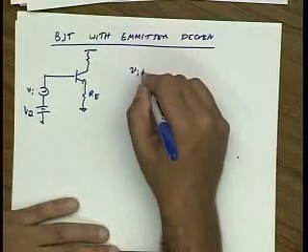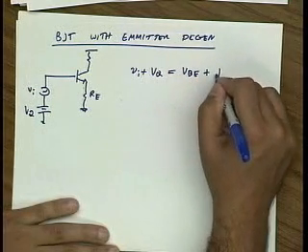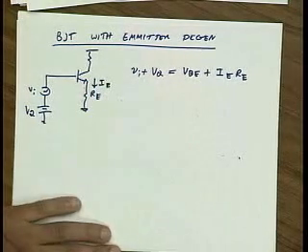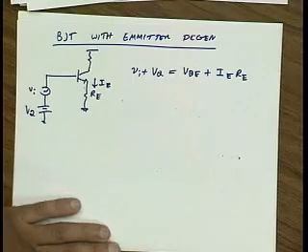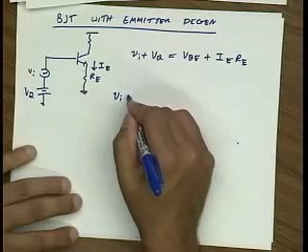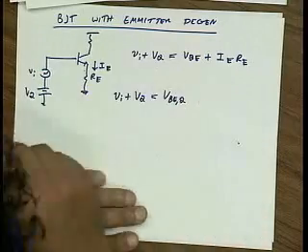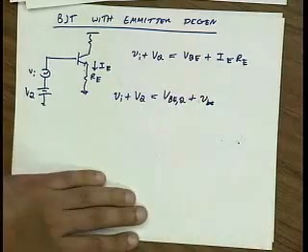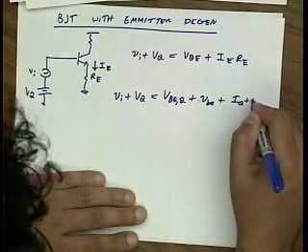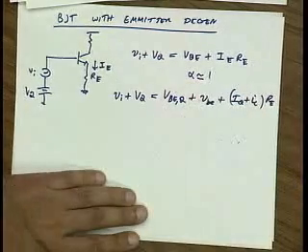So my input signal is Vin plus VQ, which is equal to VBE plus IERE. Okay, and so I can write this as Vin plus VQ is equal to VBEQ plus small signal VBE plus IQ plus IC times RE. Let's assume that alpha is about 1.